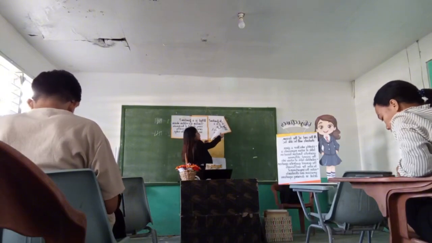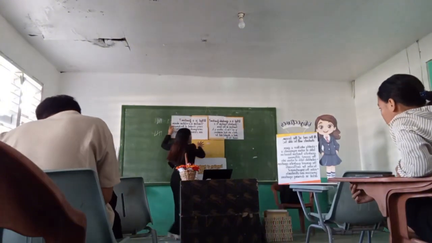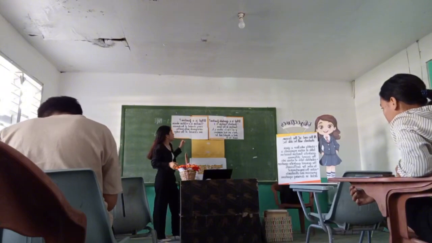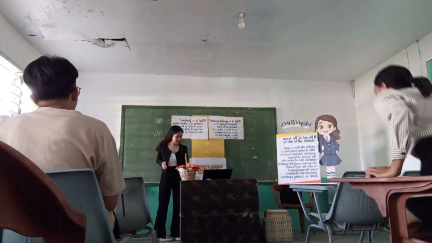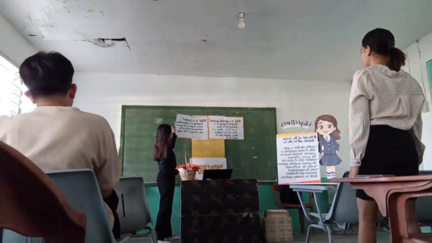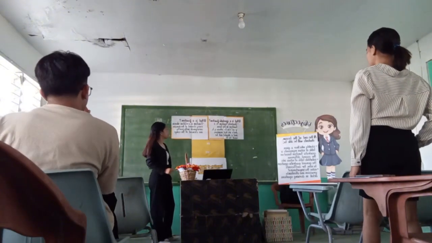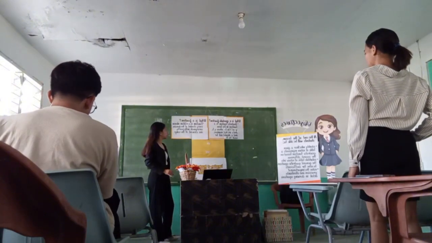Now let us proceed with the quadratic function. So what is a quadratic function? Kindly read, Iris. So a quadratic function is a function in the form of y is equal to ax squared plus bx plus c, where a, b, and c are real numbers and a should not be equal to 0.